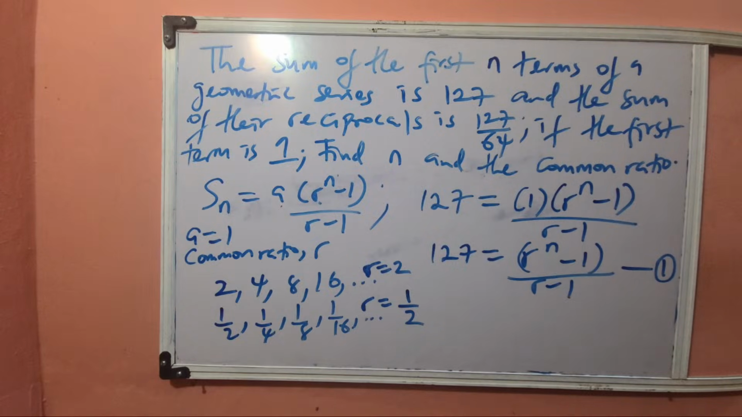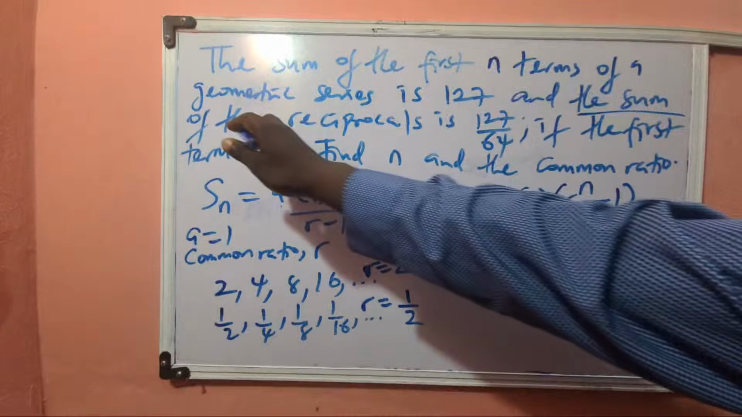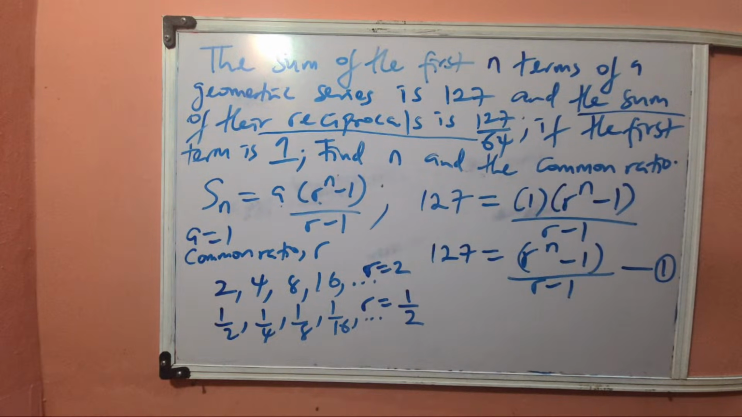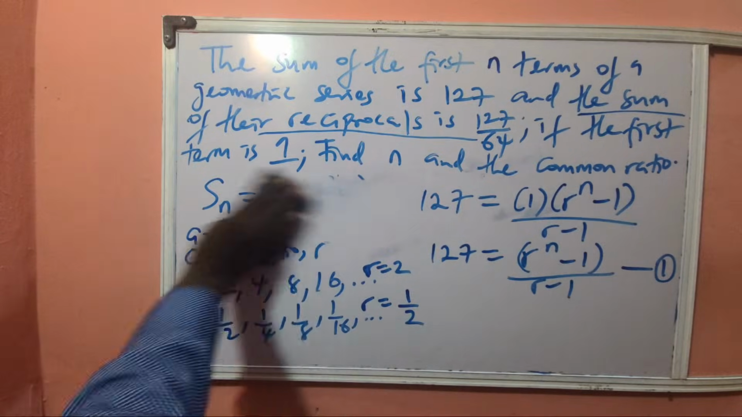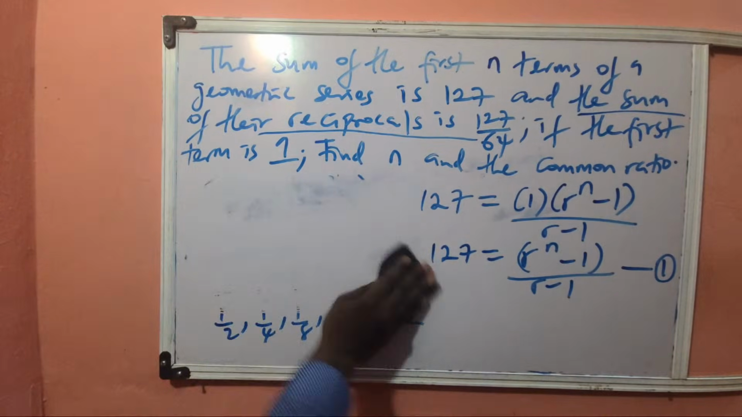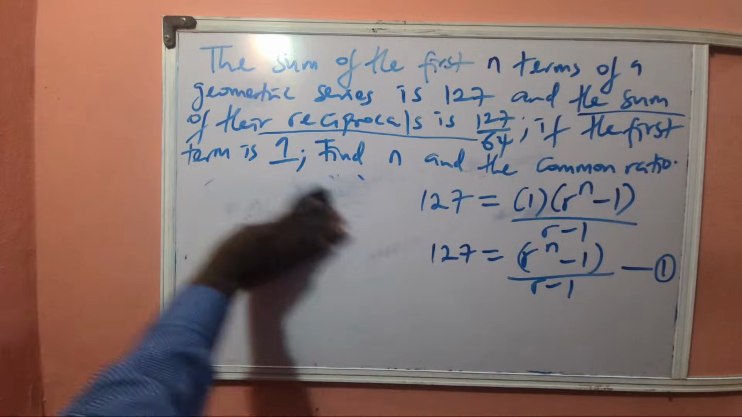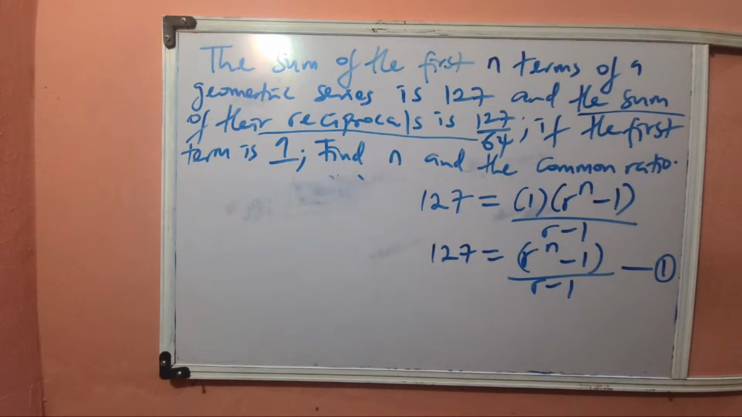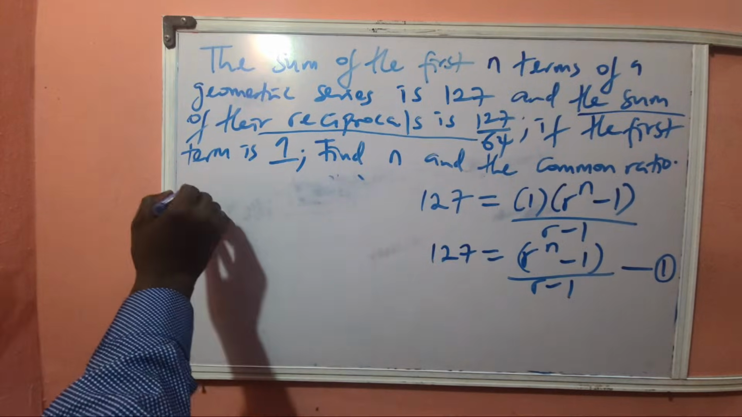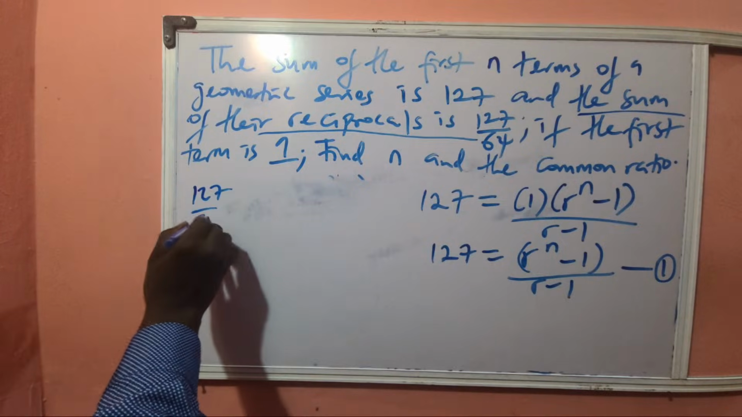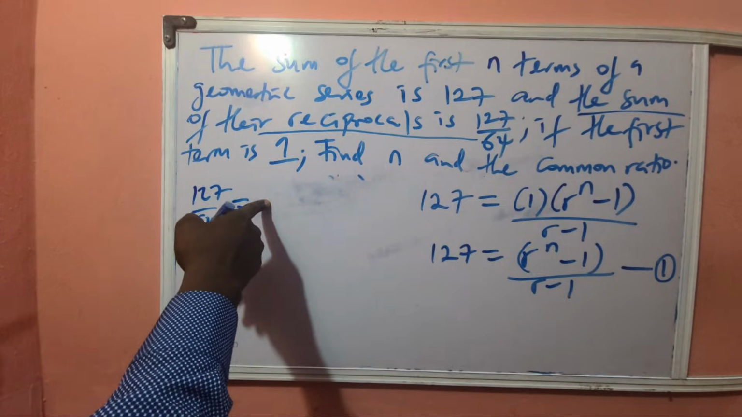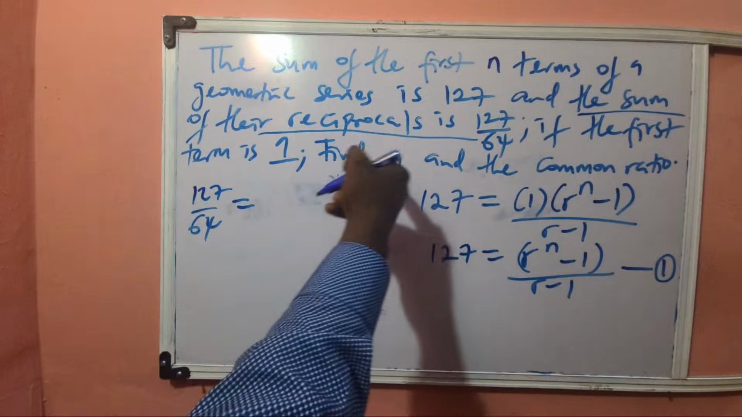So understanding that pattern means we can go on now to write this next detail. The sum of their reciprocal is 127 over 64. So let's go and write that here. We don't really need this again. Of course, we'll be using the sum of terms. In this case, the sum of terms was 127 over 64. And of course, you have your A as 1.